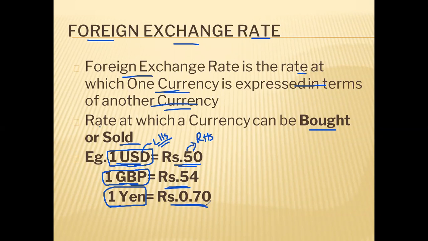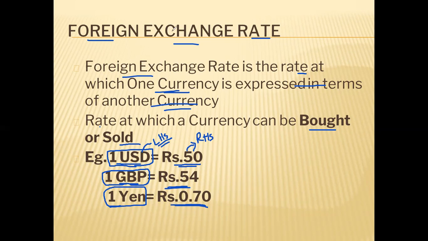So if you see the US dollar and the Great Britain pound, they are stronger currencies. Yen is a weaker currency. See, 1 yen you will get for 0.7 rupees. Not the exact rate, this is just for the purpose of example. So these two, US dollar and Great Britain pound, you can call them stronger currencies than rupees. And yen is a weaker currency compared to rupees.